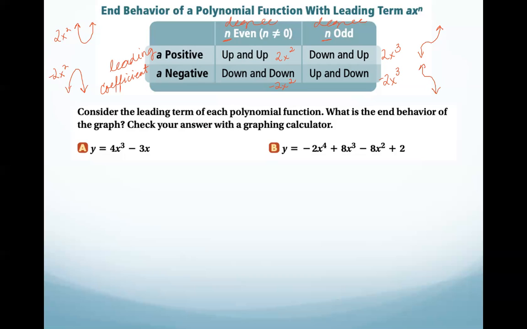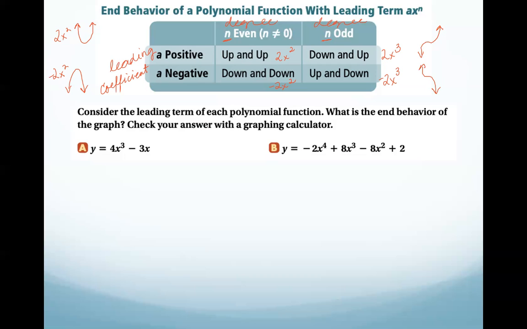Okay, so let's try this. Consider the leading term of each polynomial function. What is the end behavior of the graph? And then you can always check with your graphing calculator. So the first thing to do is find the leading term. We'll do A together, and then I'll have you try B.